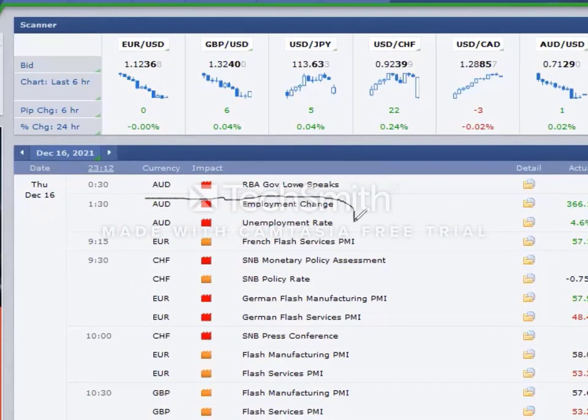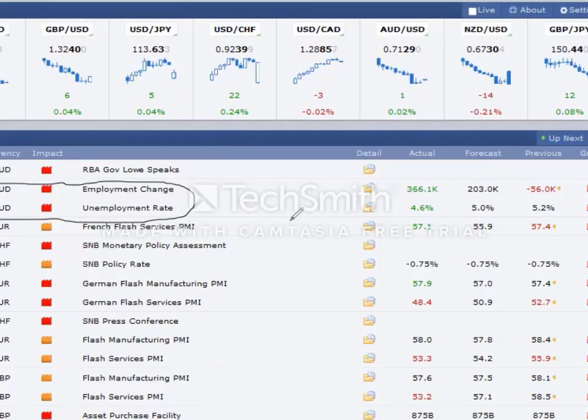I can use, for an example, the Australian employment change and unemployment rate. So this is telling me that by December 16, Australia is going to drop a high impact news involving the employment change and a high impact news involving the unemployment rate. If you look far to my right, we will see certain figures where we have the previous, the forecast, and the actual.